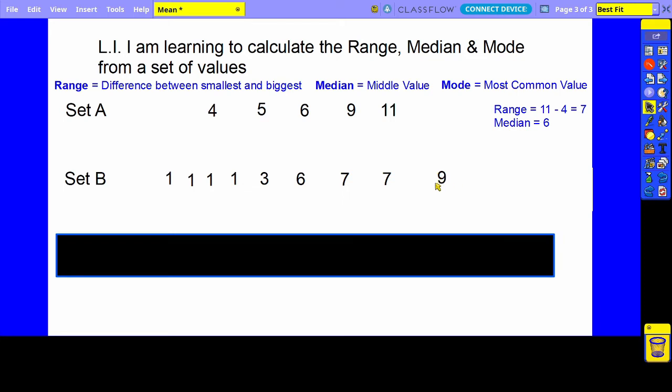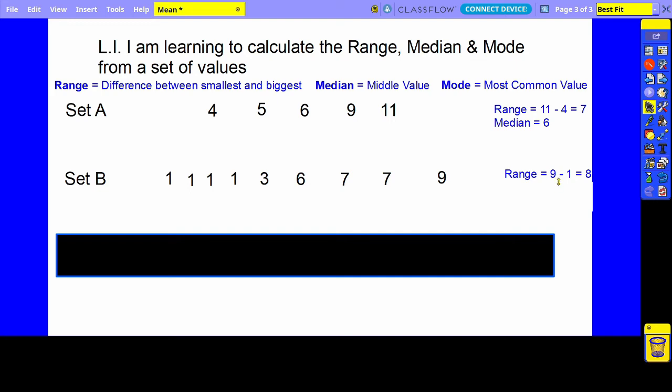Now, starting off with the range again. Well, how do we work out the range? It's the difference. So we're going to have the biggest number take away the smallest number. In this case, 9 take away 1. So the range is going to be 8.